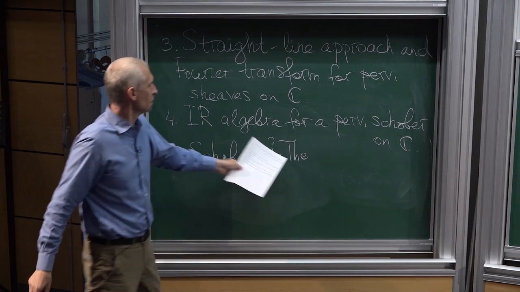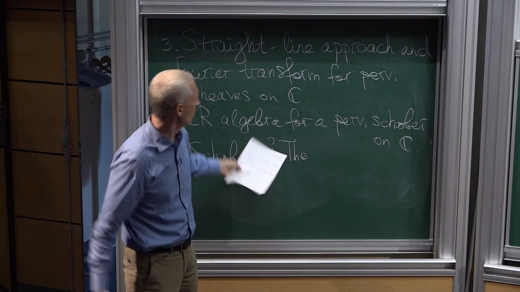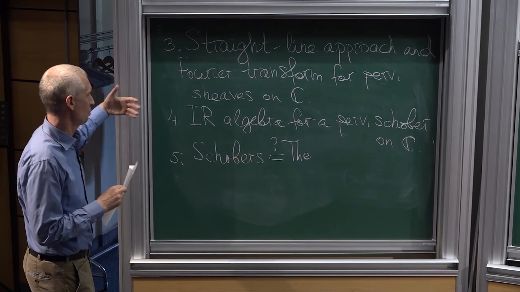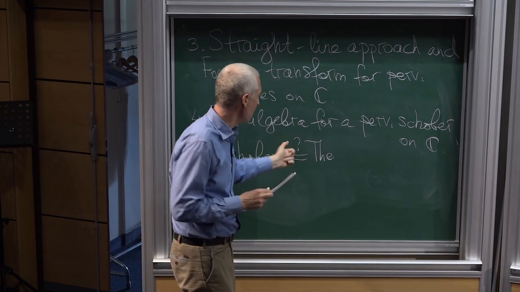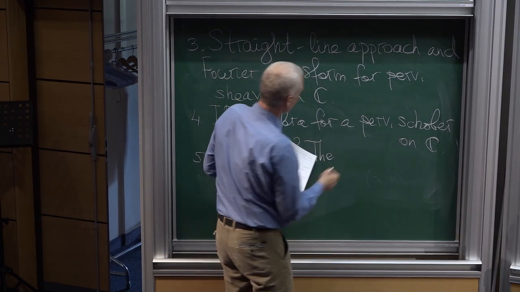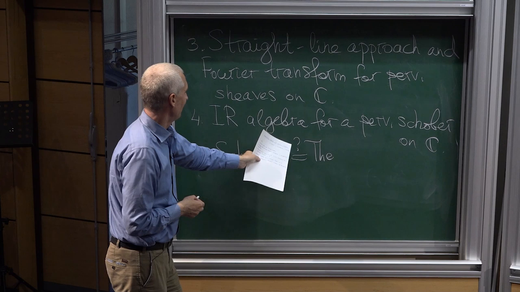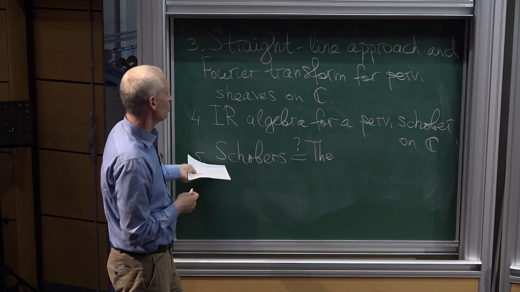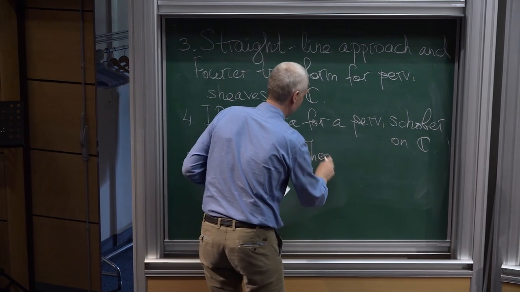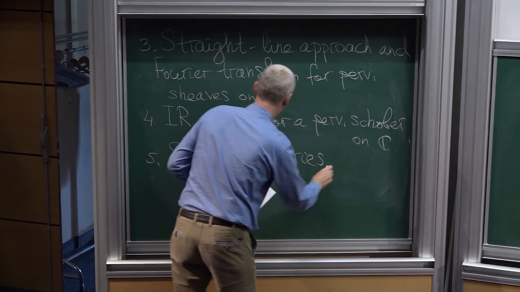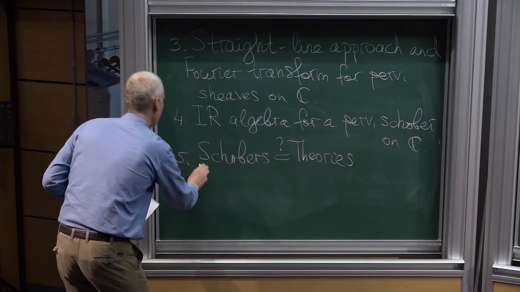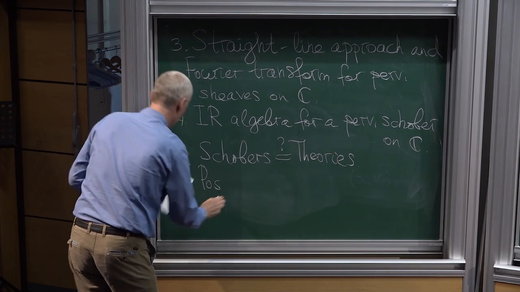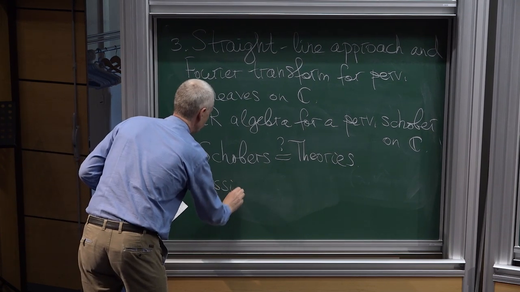Theory is a physical concept. Physicists like to speak about theories, and it's very hard to pin down what exactly is meant by this. But at least in some cases, the algebraic structure seems to be such a perverse Schober. So Schobers equal theories, and maybe I say something here about a possible relation with resurgence.